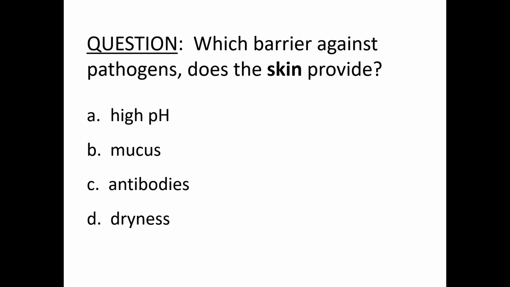All right. Which barrier against pathogens does the skin provide? High pH? If you read it carefully, no, not a high pH. If that is a low pH, that could have been an answer. But high pH is the opposite of acidic. That's basic. Mucus? No, not the skin. Mucous membranes have mucus.